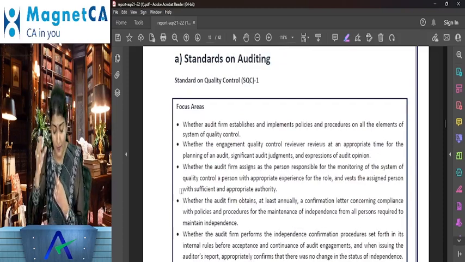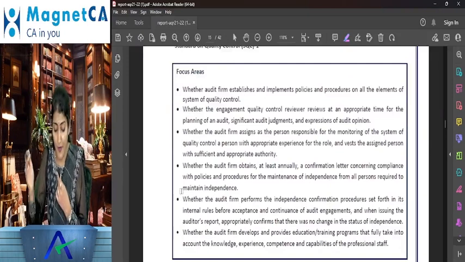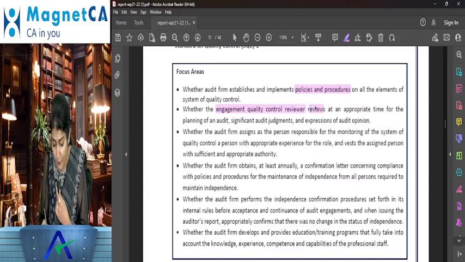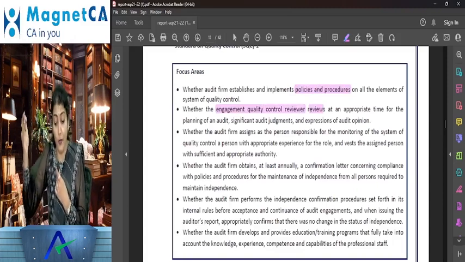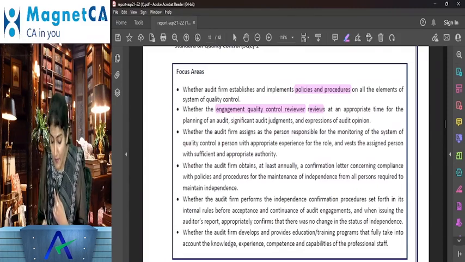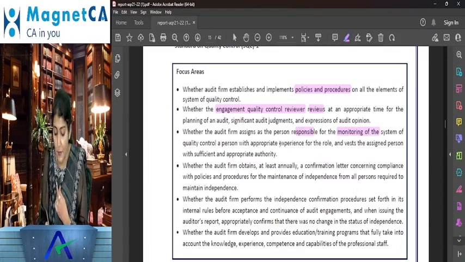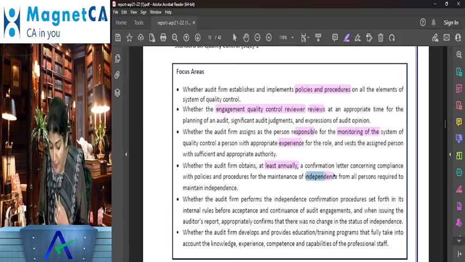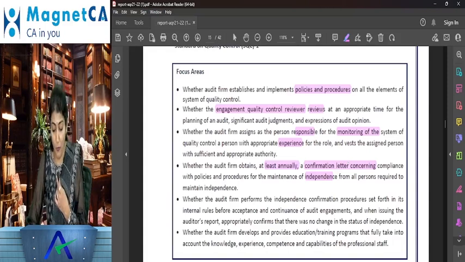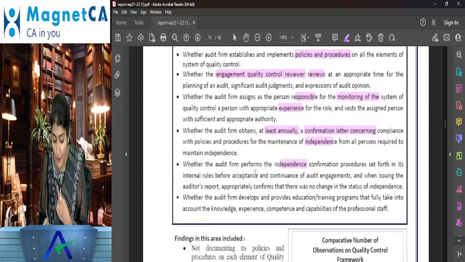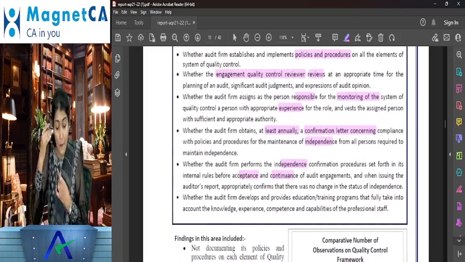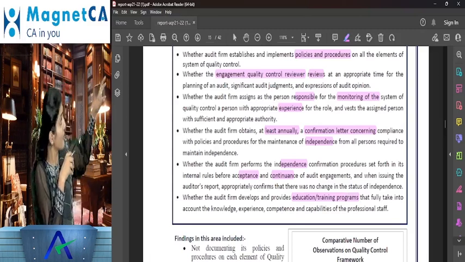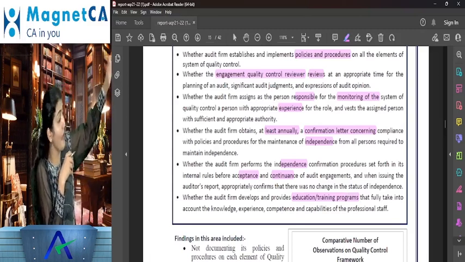Take the CA firm and SQC1. What should be there in the CA firm as per SQC1? There should be policies and procedures. Then there should be the EQCR review, the Engagement Quality Control Reviewer review, which should be done. Then what does it say? The responsibility for monitoring the system has to be given to a person with the appropriate experience for the role. Then at least annually a confirmation of independence has to be taken from all the firm personnel. Then independence is also to be checked before you accept or continue any client, and you also need to give training programs for your employees. This is what is expected of the CA firm as per SQC1.